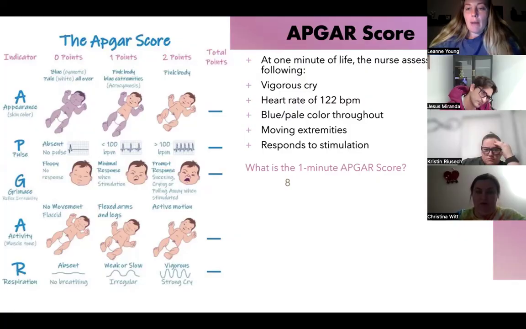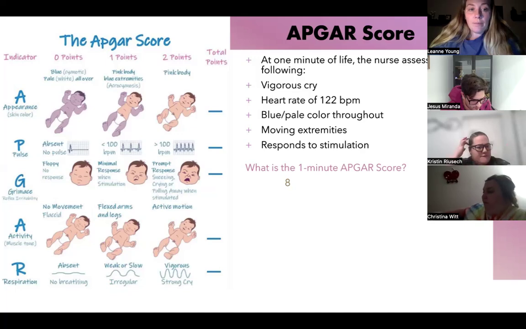Is this an okay APGAR score at 1 minute? Yeah, this is just fine. Okay. When we're assigning APGARs, we typically remove points for color; it is the most common thing that we're taking points off of.